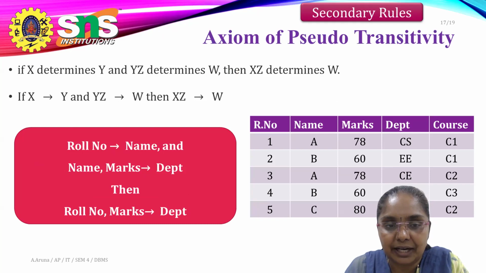The next is pseudo-transitivity. Pseudo-transitivity is also an indirect property, but with a little change. If X determines Y and YZ determines W, then XZ determines W. Here Y is a component, so through XZ we can determine Y, and this extra attribute is removed. Through that, we identify XZ determines W. Similarly, roll number determines name, and name and marks determine department. This means roll number and marks can determine the department. This is how the pseudo-transitivity property works.